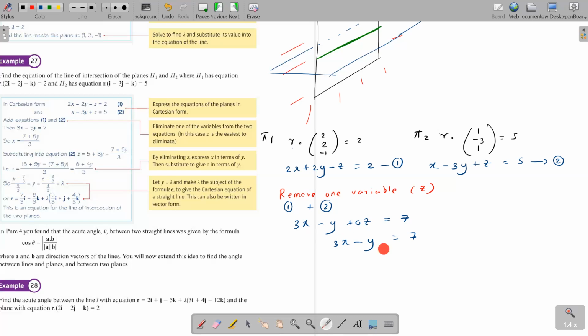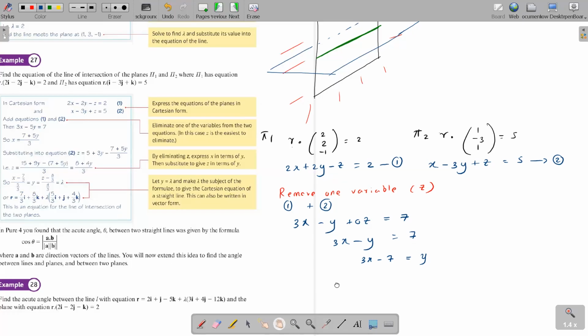After you come to this point, what you do is make one of them the subject. Either if you want, make x the subject, or if you want, make y the subject. It doesn't really matter. So which one do you prefer? We can make y the subject. Okay, when I make y the subject, I get 3x minus 7. Is that okay? Yeah. I get 3x minus 7. And then what I want you to do is put this subjected variable into one of the two equations. So you can put it into any one of the two equations. So let's replace the y here.